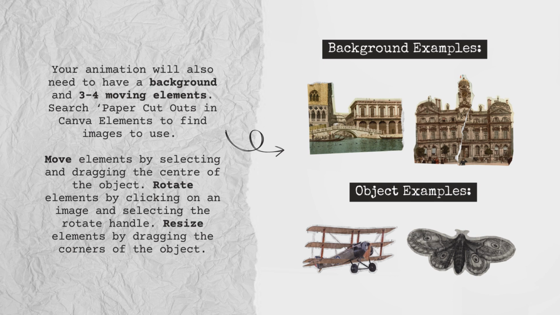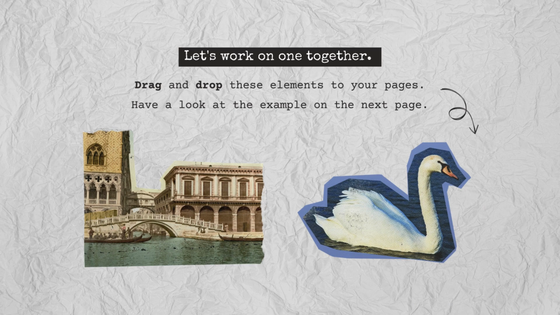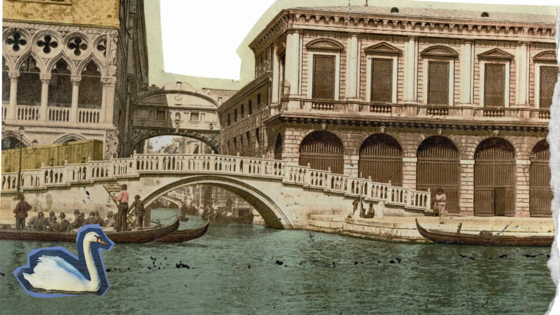Move elements by selecting and dragging the center of the object. Rotate elements by clicking on an image and selecting the rotate handle. Resize elements by dragging the corners of the object. Let's work on one together. Drag and drop these elements to your pages. Have a look at the example on the next page.